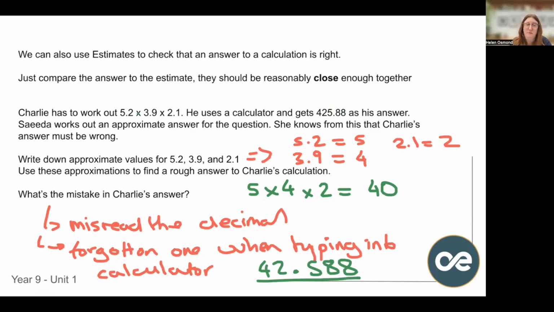For any one of the numbers in the question, he's either done 52, or he's done 39, or he's done 2.1, and mistyped to get the answer, or misread the question, misread the answer, and put the decimal place in the wrong place. So we can adjust our answer looking at a degree of accuracy. This can be really helpful for non-calculator calculations.